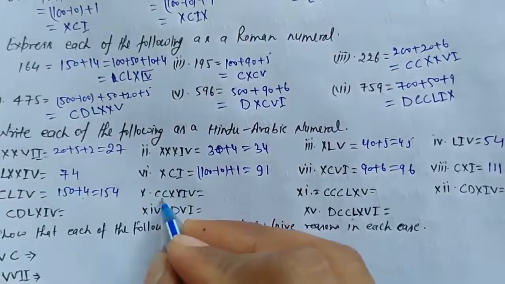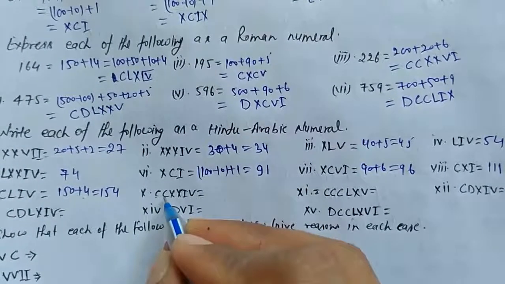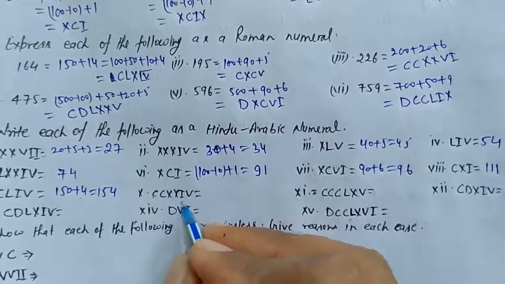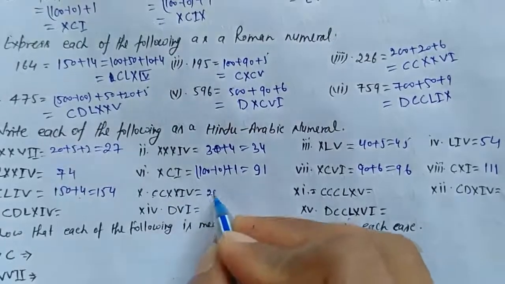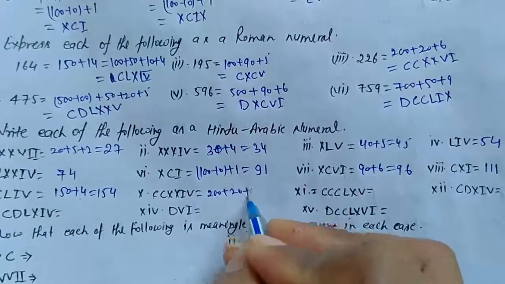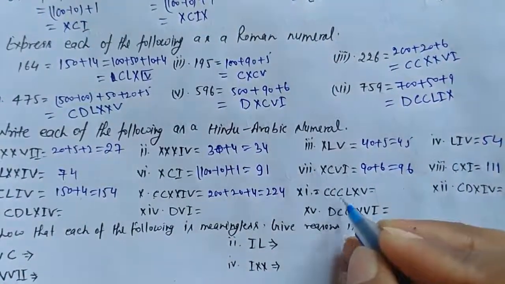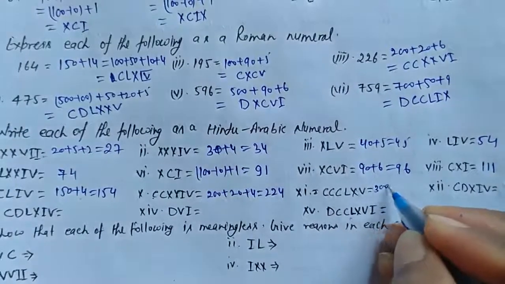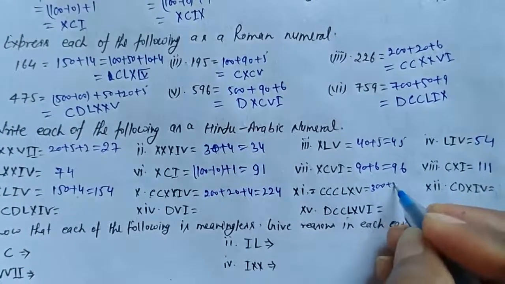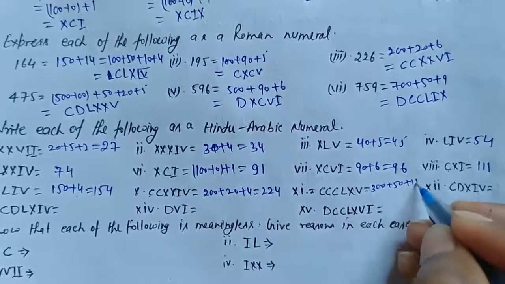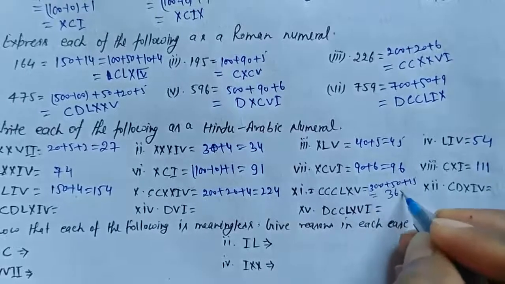2 times C, that means 100 plus 100, 200. 2 times X, that is 20, and IV is 4. 200 plus 20 plus 4, that is 224. 3 times C, that is 300. L is 50 and XV represents 15, that is 365.